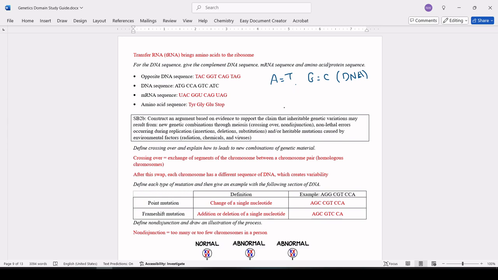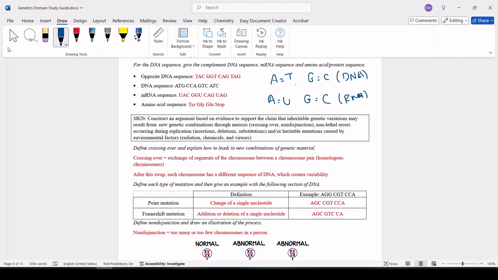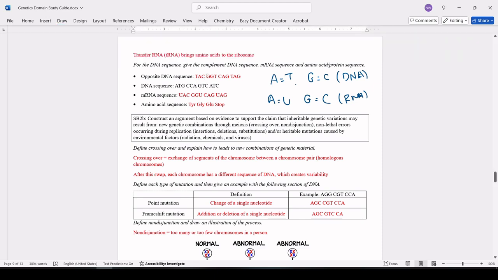Okay? In RNA, A and U go together, and G and C go together. Okay, in RNA. So, ATG in DNA will be TAC. CCA becomes GGT, and GTC becomes GAG, ATC becomes TAG.